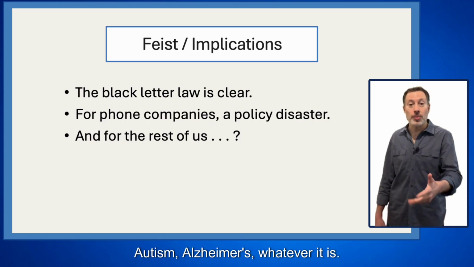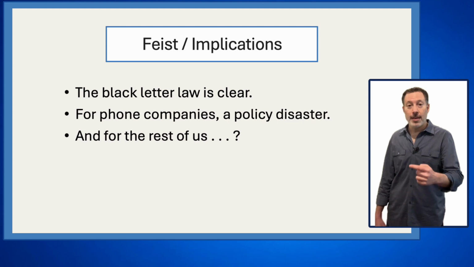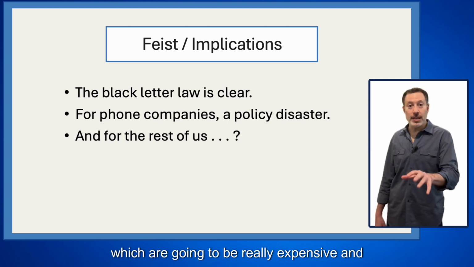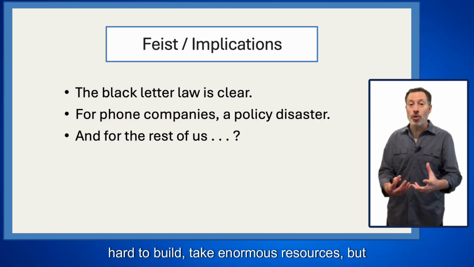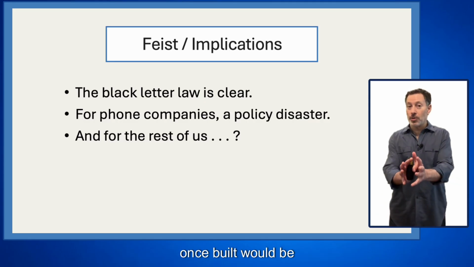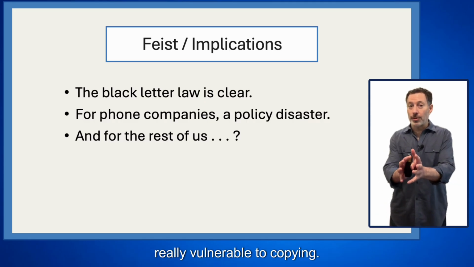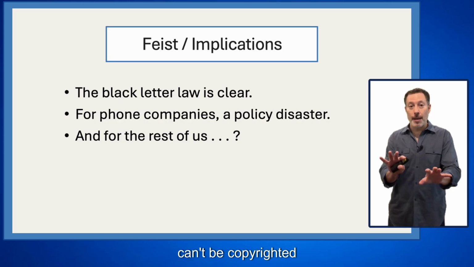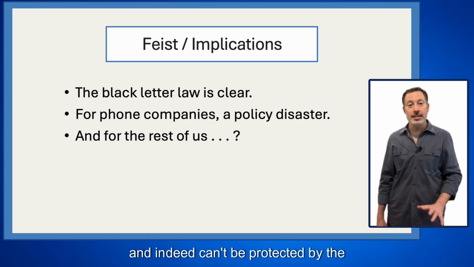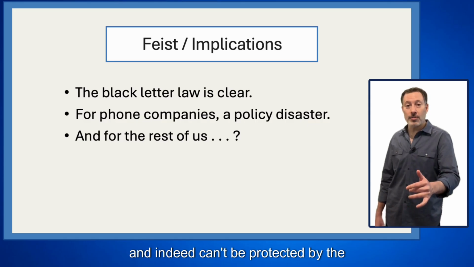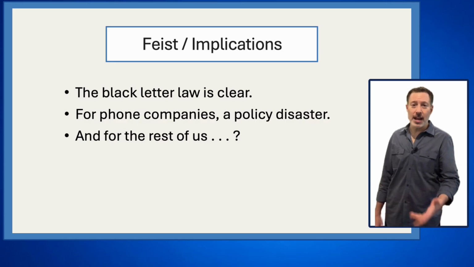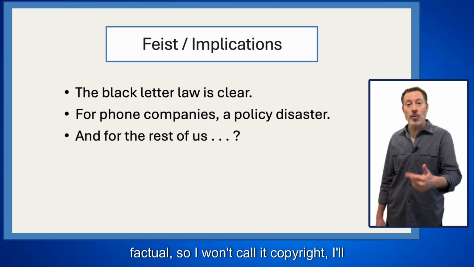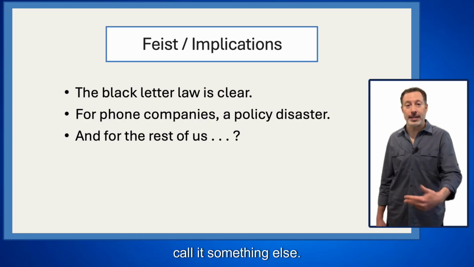Autism, Alzheimer's, whatever it is. This case says that those databases, which are going to be really expensive and hard to build, take enormous resources, but once built would be really vulnerable to copying. This case says those databases can't be copyrighted and indeed can't be protected by the federal government. It's not like we could come in and say, I'm going to protect the database and it's factual, so I won't call it copyright, I'll call it something else.